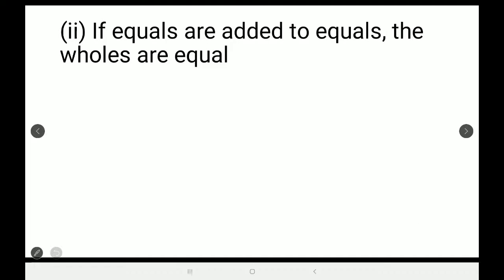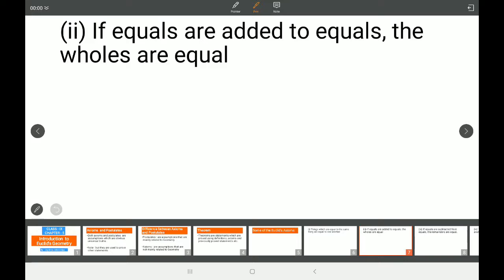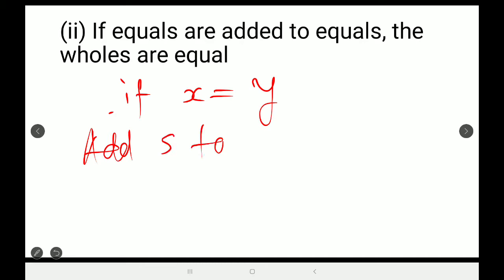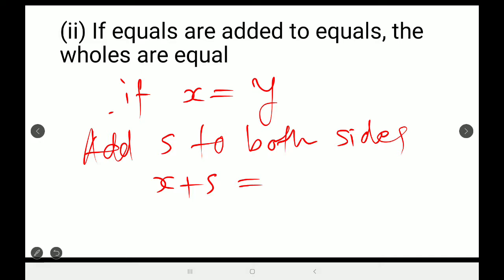Next, if equals are added to equals, the wholes are equal. Let's understand this axiom by one example. If x equal to y, if we add 5 to both sides, we can write x plus 5 equal to y plus 5. Clear?